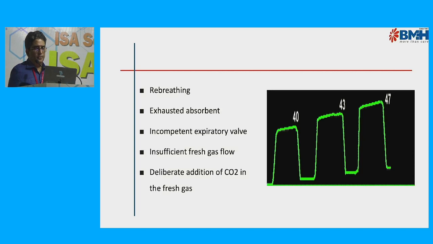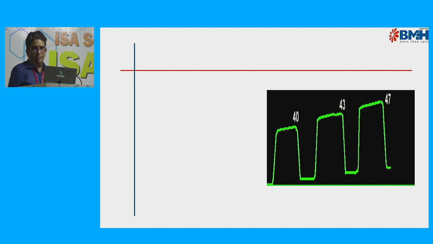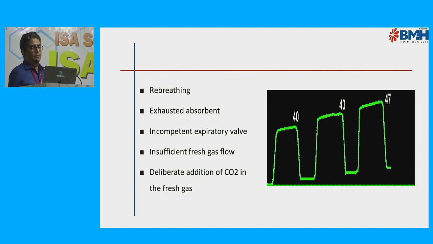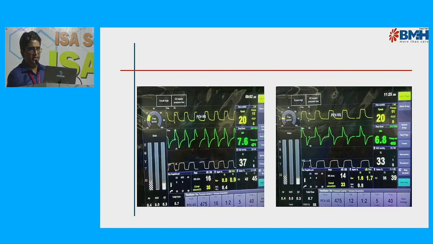In this, the baseline is elevated, and also the end-tidal carbon dioxide level is elevated. This can be rebreathing. Exhausted soda lime can be a cause. It could be due to exhausted soda lime, an incompetent expiratory valve, insufficient fresh gas flow, or deliberate addition of carbon dioxide in the fresh gas flow.